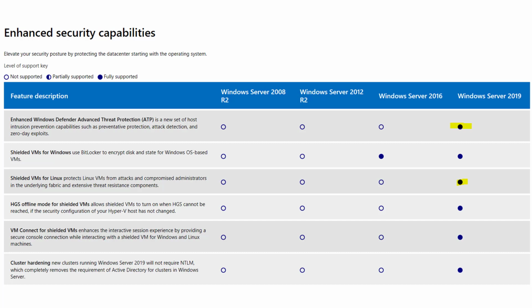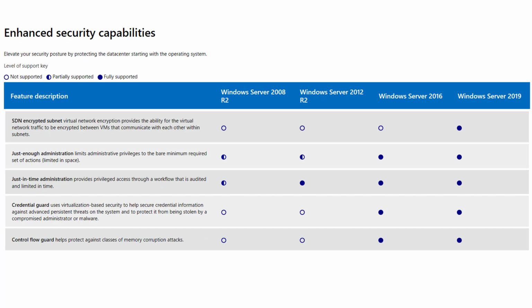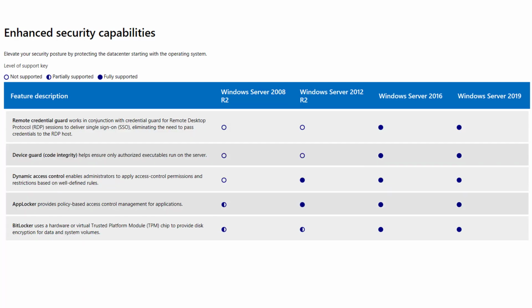We have the host guardian service with an offline mode for shielded virtual machines. We have the VM Connect for easier connectivity to shielded virtual machines and enhanced security via a cluster hardening in Windows Server 2019. We have encryption for software-defined networking, so also enhanced security for the data transfer in software-defined networking scenarios.